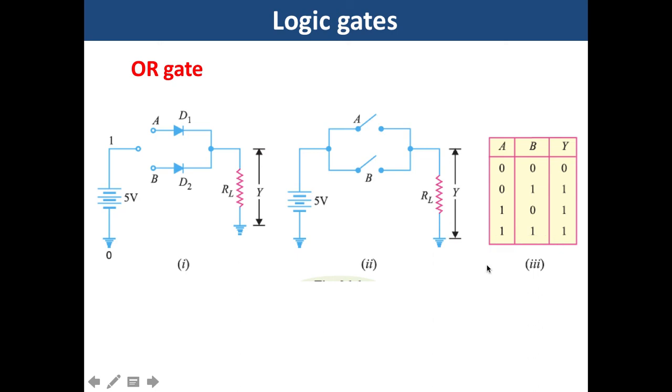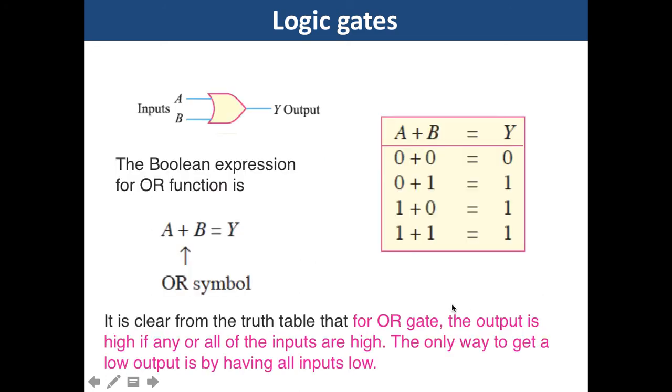It means the OR gate is: if all or any input is high, the output will be high. The symbol of the OR gate is this. The Boolean expression for the OR function is A plus B is equal to Y output, and this is the truth table. 0 plus 0 is 0, 0 plus 1 is 1, 1 plus 0 is 1, 1 plus 1 is 1.